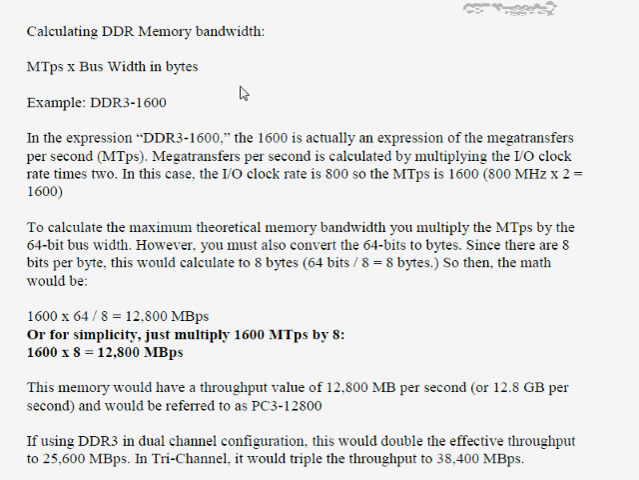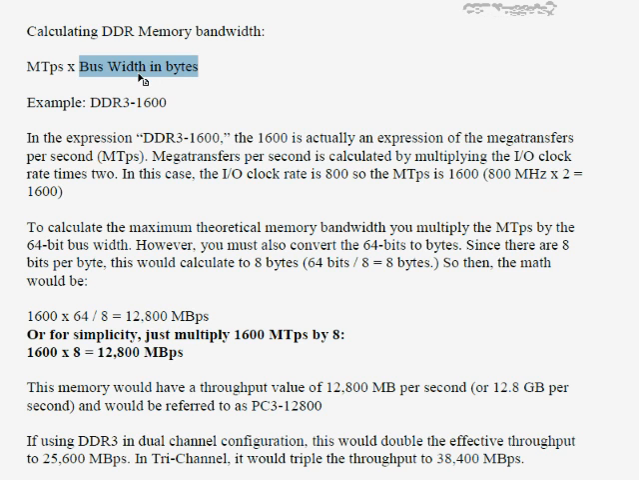For example, I have to know how it's designated. So maybe I'm at the computer store and I see a box of DDR3-1600 memory. What in the world does that mean? Well, that's an expression of the performance of that memory. And the simplest way to calculate this is you take the mega transfers per second and you multiply that by the bus width in bytes.